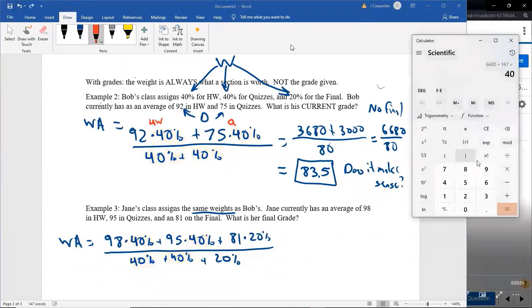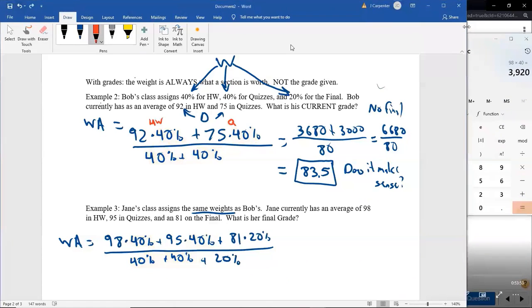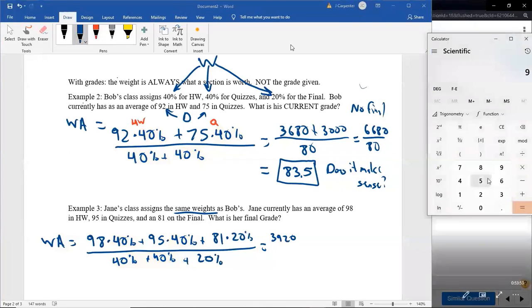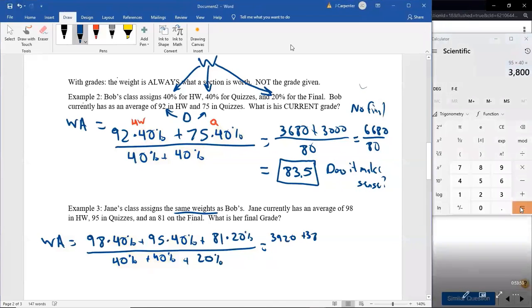All right, so let's do some math. We got the 98 times the 40, which is going to be 3,920. Then we have the 95 times the 40, which is 3,800. Then the 81 times 20, which is 1,620. Then divided by 40 plus 40 plus 20, which is 100. Don't you dare put that in a calculator. Don't you dare.